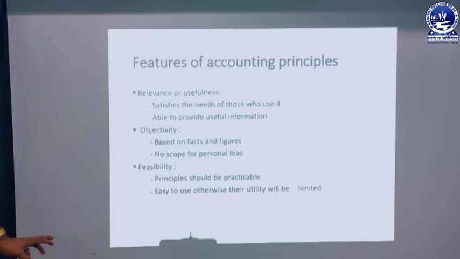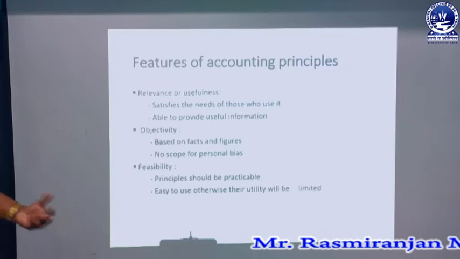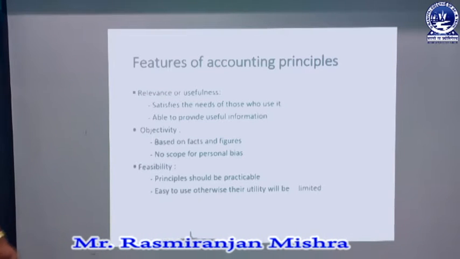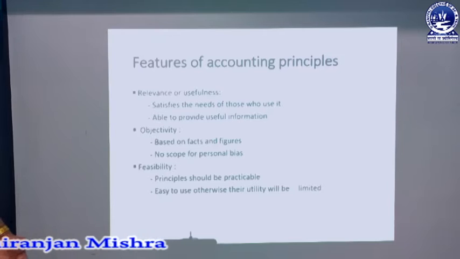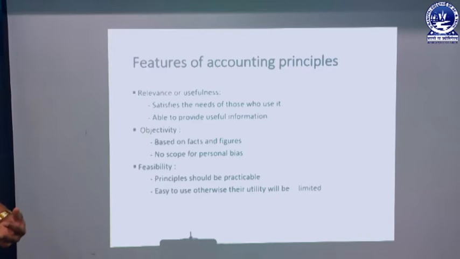The third one is feasibility. Feasibility implies principles should be practicable. That means the principles, rules, regulations or methods taken into consideration must be practicable at the time of preparing the financial statement. And the next is easy to use, otherwise their utility will be limited. By following the principles we must report the information in the form of a statement to others, so that it is very easy for everybody.